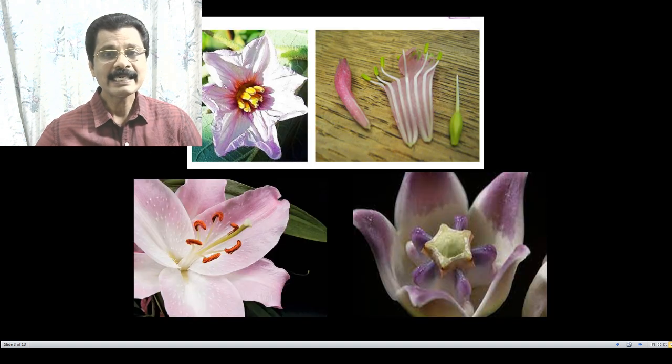You can see this is epipetalous condition. The stamens are attached on the petals. And this is epiphyllous condition. In Liliaceae, the stamens are attached on the perianth lobes. And here you can see the stamens are attached to the gynoecium. This condition is called the gynandrous condition. Could you follow me?